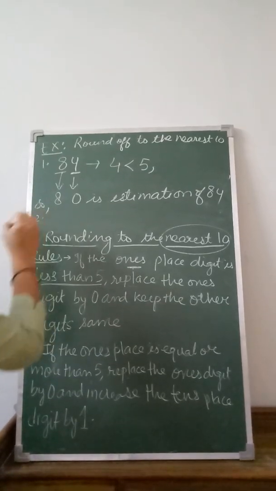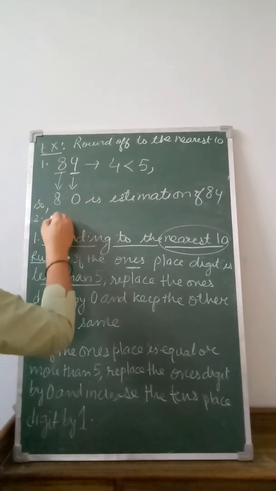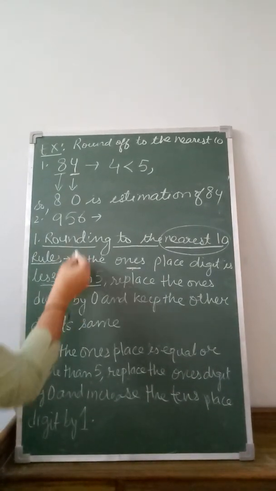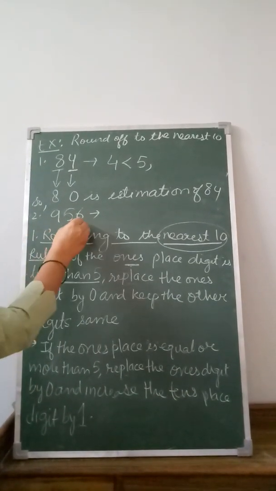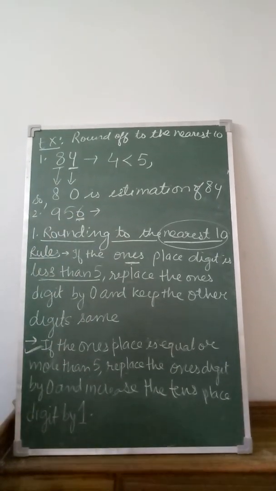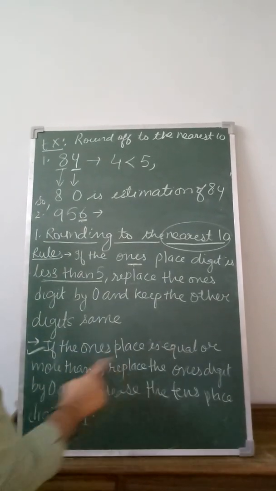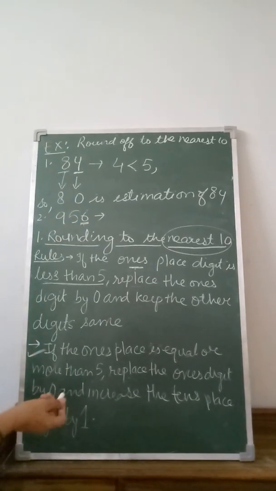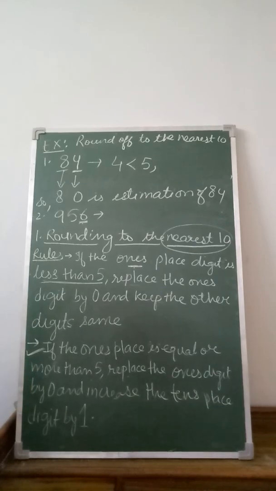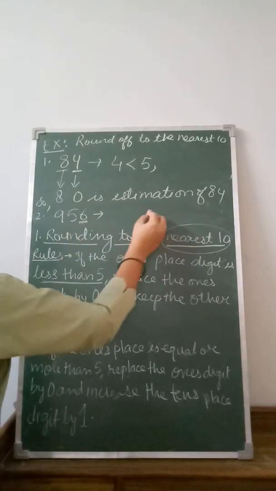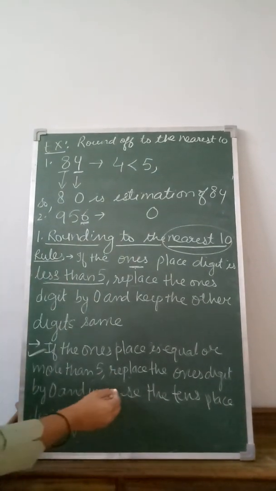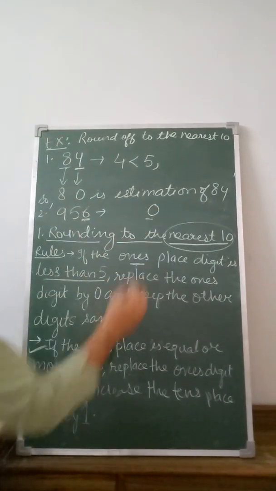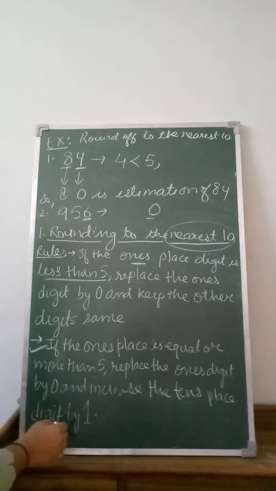Suppose my second example is 956, right? Again we have to check the ones place. This ones place digit is more than 5. It means we have to go with the second rule: if the ones place digit is equal to or more than 5. Here it is more than 5, but whether it is more than or equal to 5, the rule is the same. We first replace the ones digit by 0. This is the ones place, we replace 6 by 0 and increase the tens place digit by 1.